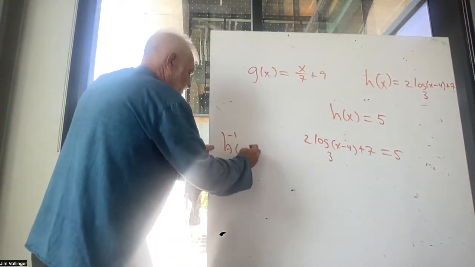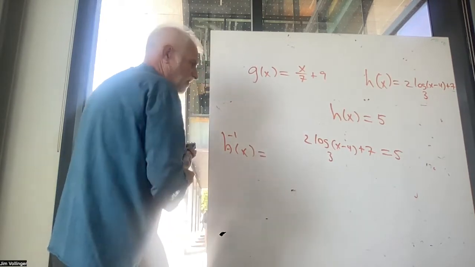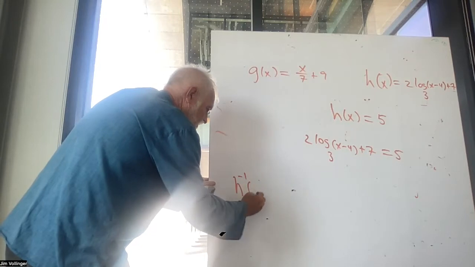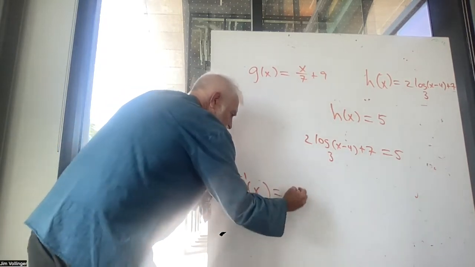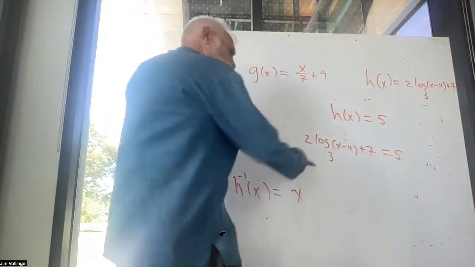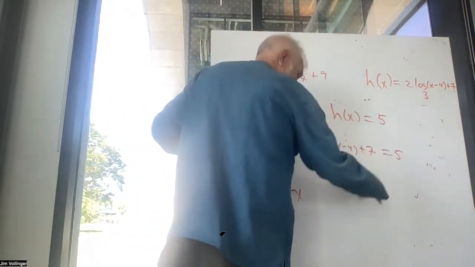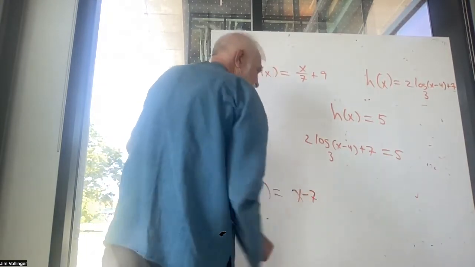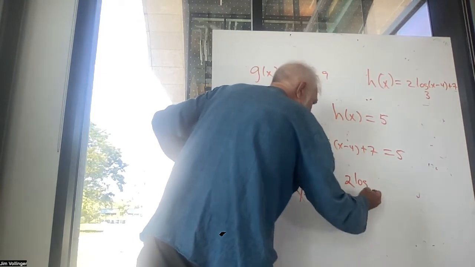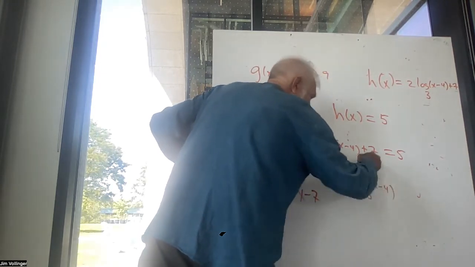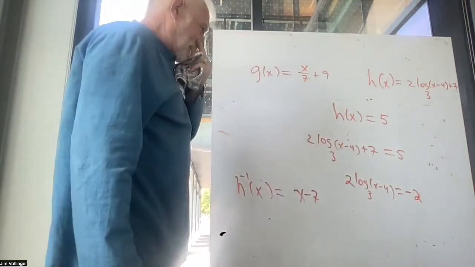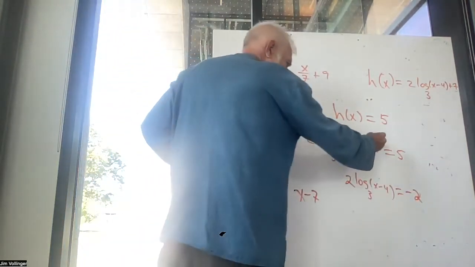So h inverse of x is going to be a calculation. I'm not going to have enough room. Let's write it here. h inverse of x. So we'll start with some number. In this case, that number is 5. What's the first thing we're going to do to solve? Subtract 7. So I'll put a subtraction of 7 there, and I'll actually do it over here. 2 log base 3 of x minus 4, subtracting 7 gets me negative 2. All right, so that 7's gone now.